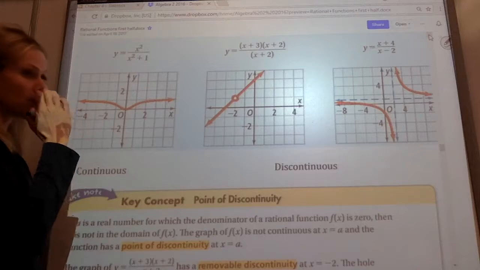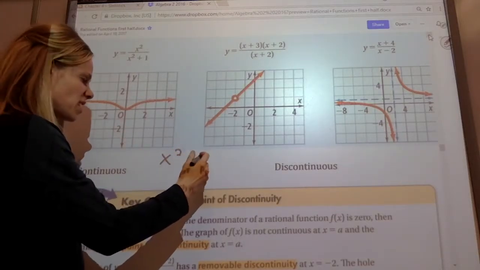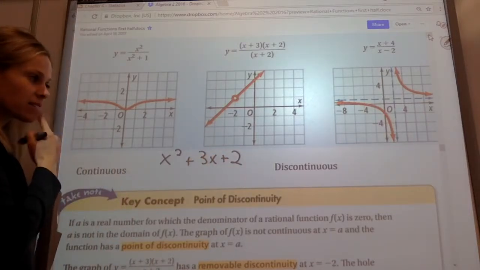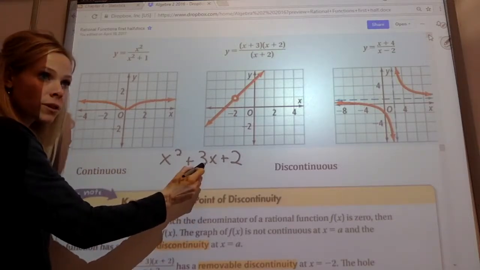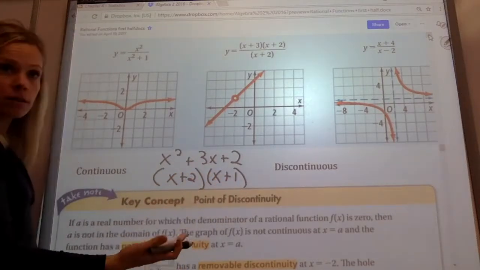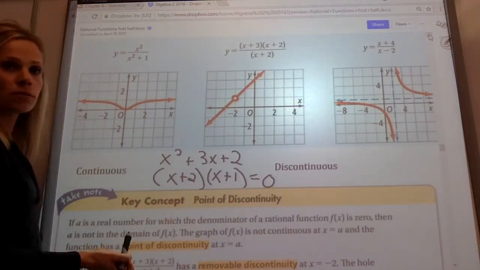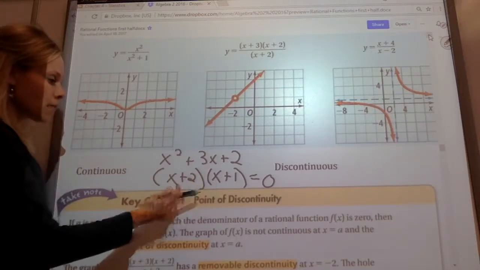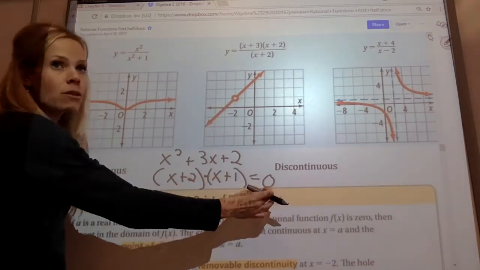So let's recall a couple ways of factoring. If I have a quadratic that looks like this, how would I factor that? What do I multiply to equal 2 but add to equal 3? So this would factor into (x + 2)(x + 1), right? If I set this equal to 0, what does x equal? -2 and -1, because that would make each of these 0, and I'm multiplying, and we know when we multiply by 0, it equals 0.